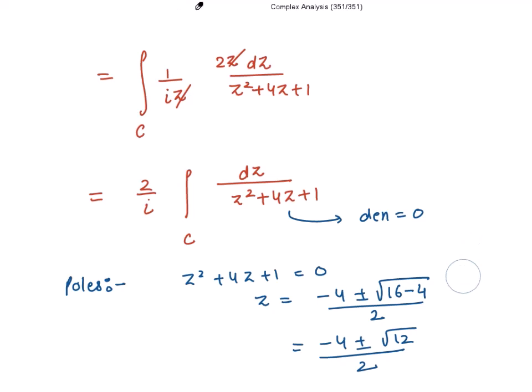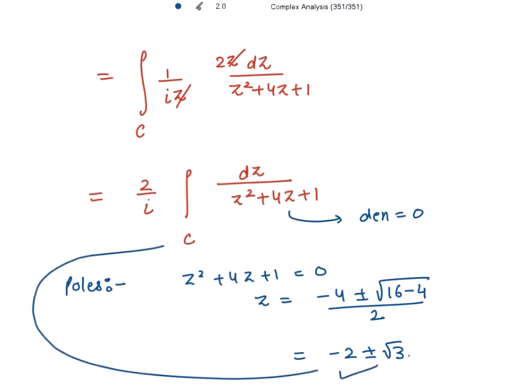Square root of 12 is 2 root 3, which further becomes, if we take 2 common from the numerator and denominator, minus 2 plus minus root 3. So these are the 2 points we are getting. Now we need to check which of these points lies inside the circle mod z equal to 1. Which of the points lies inside the circle?